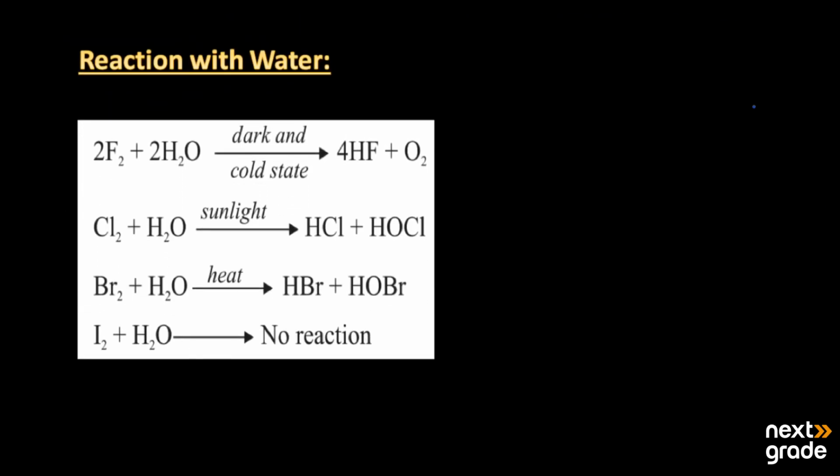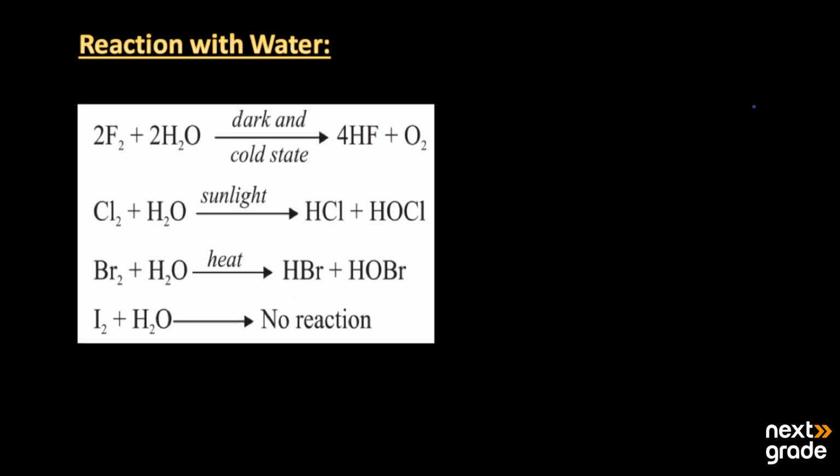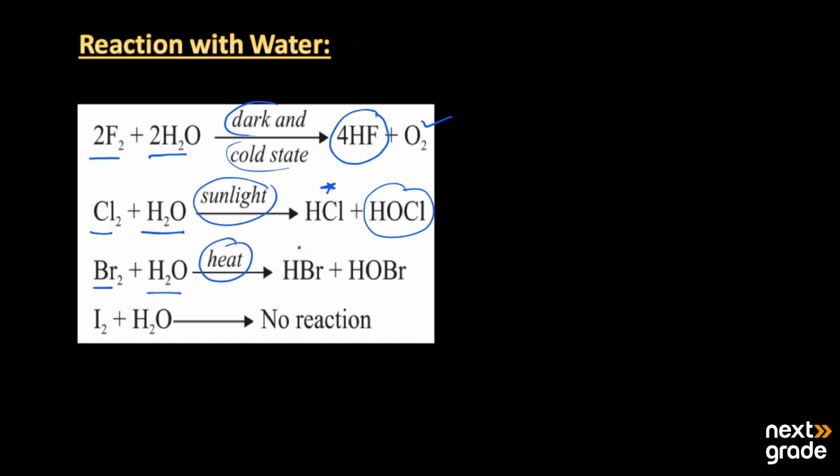After this we have its reaction with water. How do the halogens react with water? When fluorine reacts with water in the dark and cold state, it produces HF, hydrofluoric acid, and oxygen gas. Chlorine, on reacting with water, produces HCl, hydrochloric acid, in the presence of sunlight, and HOCl, hypochlorous acid. Bromine reacts with water upon heating, giving HBr, hydrogen bromide, and hypobromous acid. The last one is iodine. On reacting with water, it gives no products.